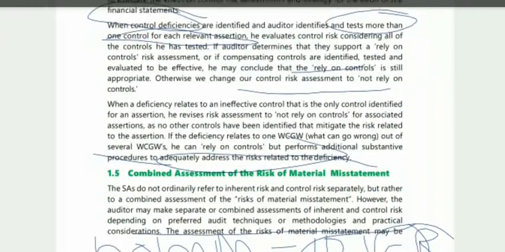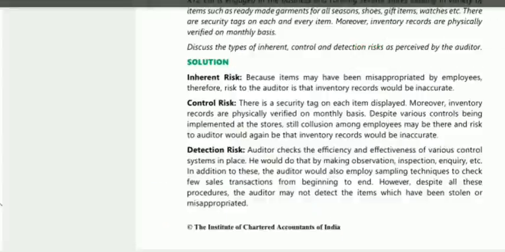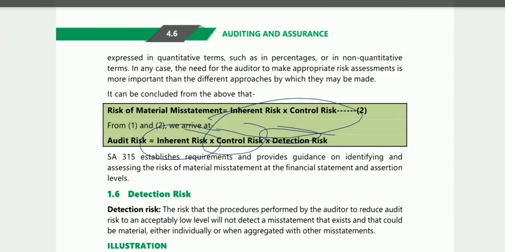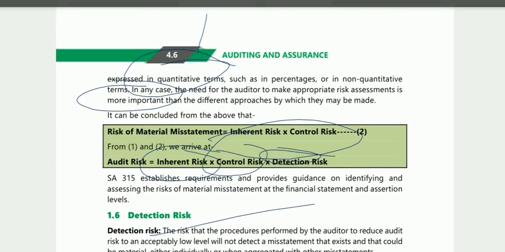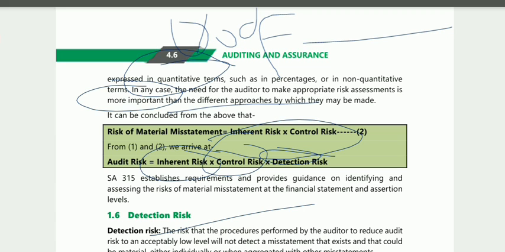So they are just saying this, and what did they say here? The assessment of risk of material misstatement may be expressed in quantitative terms also and non-quantitative terms also. That means the auditor can write that he is placing this much of a risk of material misstatement, that means this percentage of risk of material misstatement he has assessed. It can be expressed in both quantitative terms and non-quantitative terms, that means higher or lower. In any case the need of the auditor to make appropriate risk assessment is more important than different approaches. That means the main thing is that the risk assessment needs to be done.